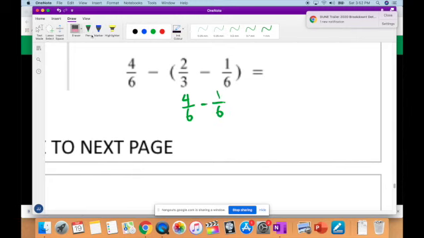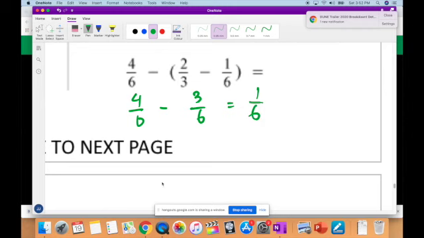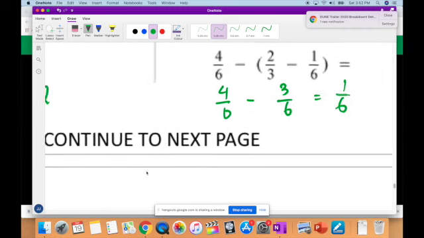So now it's easy. I don't have to find no LCM or nothing. I could just go 4 minus 1 is 3 over 6. So inside here is 3 over 6. Outside here is 4 over 6. So my answer is 1 over 6. Caitlin, you get through that one? Yeah. Alright, nice.